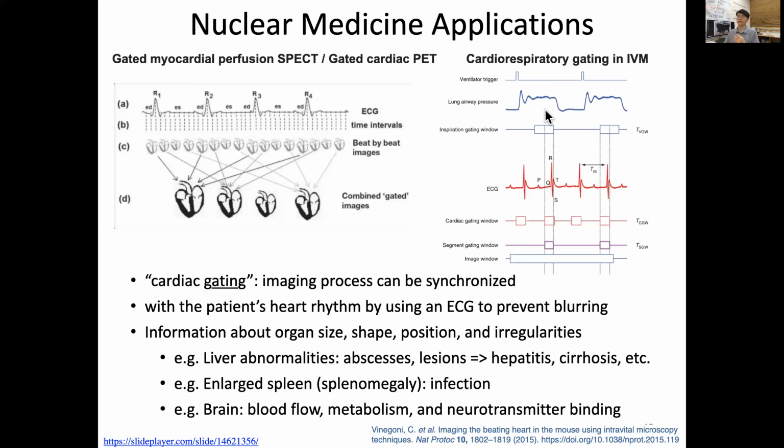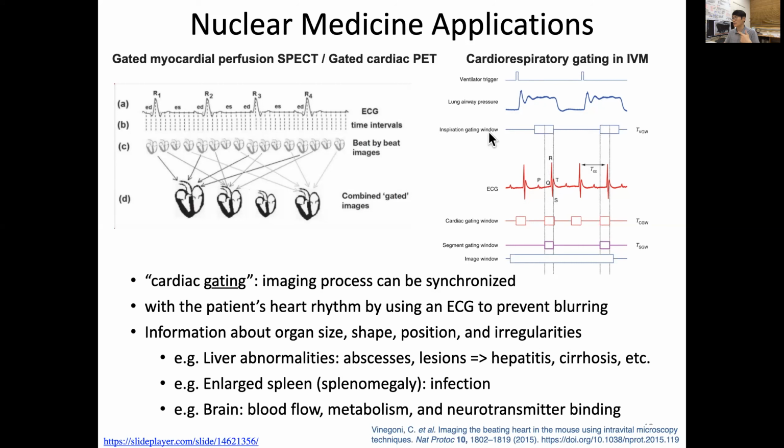So here I have an example where the animal is on a ventilator, so we can control the breathing rate, and the lung airway pressure gives a relatively flat part. We can use it for imaging. Here is the inspiration gating window, and at the same time, the heartbeat itself. So there's the PQRS, T interval, and you can find the relatively stationary part of the heart beating, so that it allows us to do imaging. That we call the cardiac gating window.